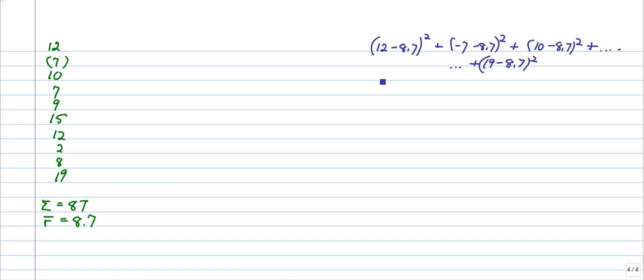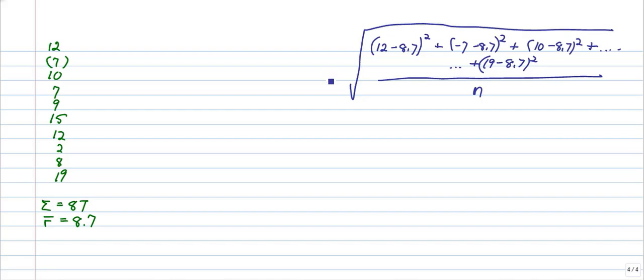When I do that, I divide all of that by the number of observations. There were 9 of them. I'm sorry, there were 10. And that gives me my variance. And then if I take the square root of that, that gives me my standard deviation.